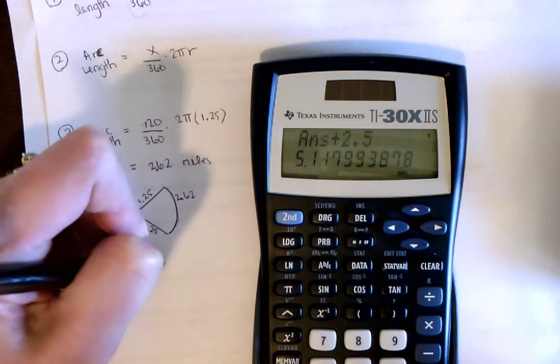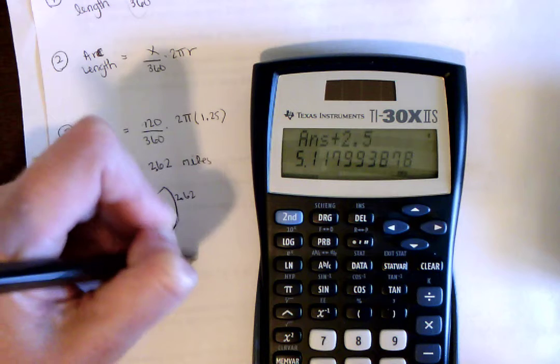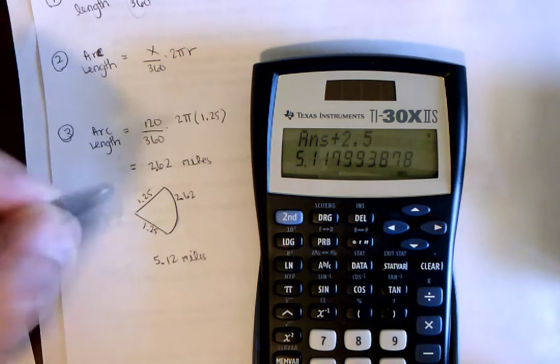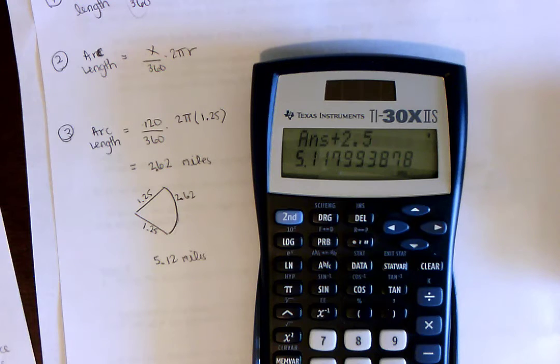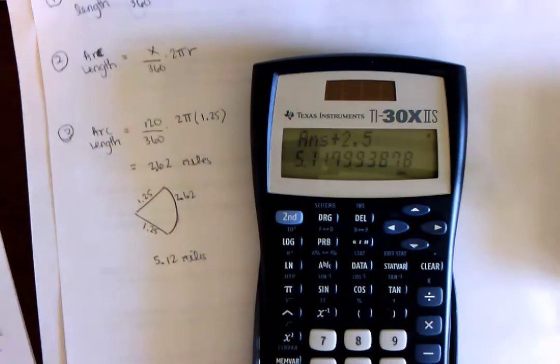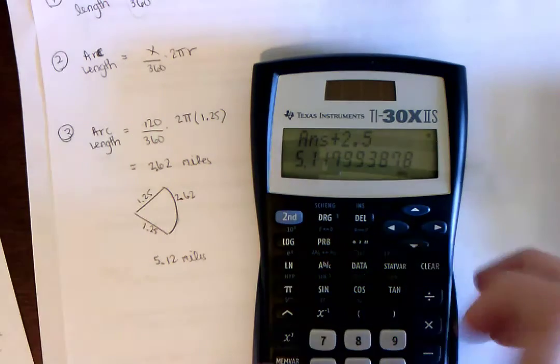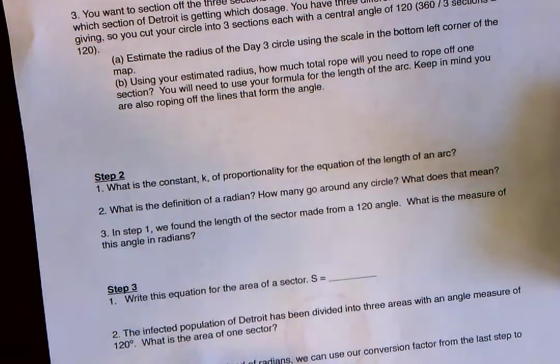5.12, and again, this is miles. So that's a lot of rope. So that's the total, 5.12 miles of rope. I'm not sure if they're actually using rope, but again, in the context of this question, that's what we would have. So now that was step 1.